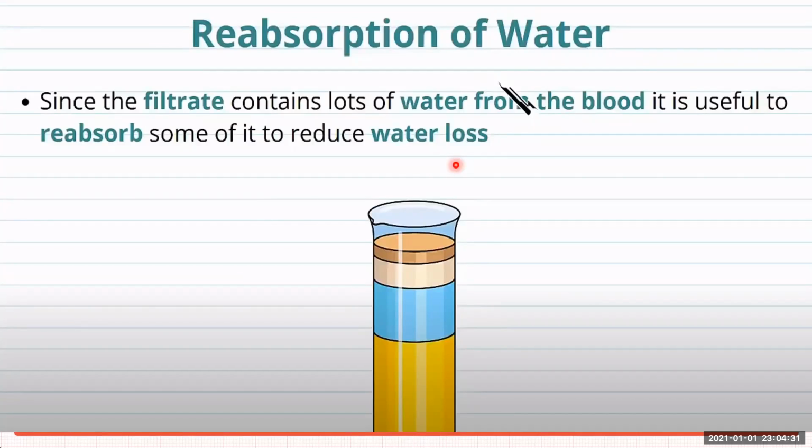Let's now talk about how water is reabsorbed. Since this filtrate contains lots of water from the blood, because you know the hydrostatic pressure of the plasma was really high in the glomerular capillaries, a lot of water filtered out from there. So this contains a lot of water from the blood, and sometimes we need to reabsorb some of that water as well in order to reduce the water loss.